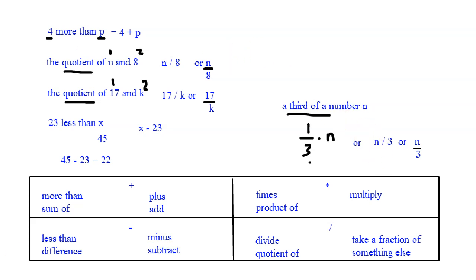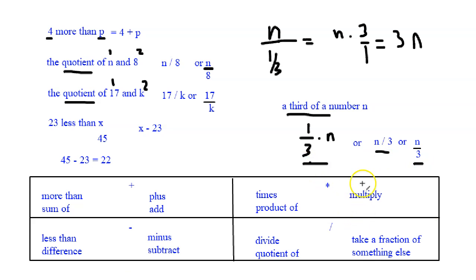Okay, so for example, let me show you. n divided by 1/3 would have to be rewritten as n times 3 over 1, and that would be just 3 times n in the long run. So that is something that we do have to take into account, that we're not actually taking a problem and dividing it by a fraction. We're going to take a fraction of something else and we're going to re-represent it like this for division and like this for multiplication type problems.